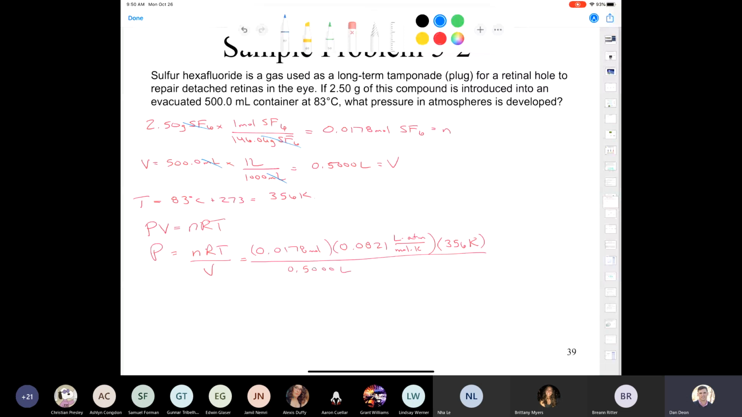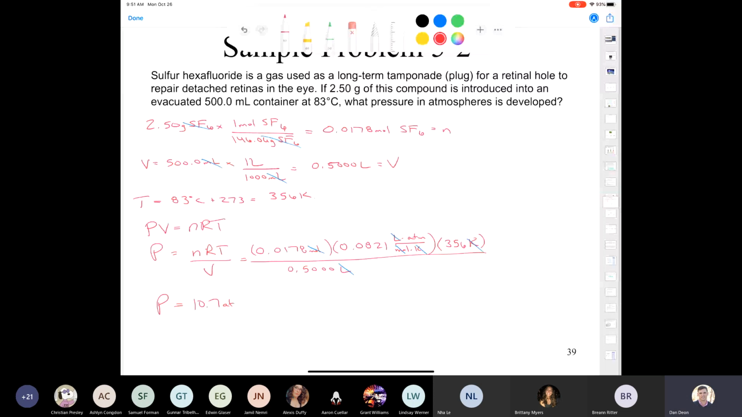Let's do that double check of those units. Liters cancel, moles cancel, and Kelvins cancel. What am I left over with? Atmospheres, which is a unit of pressure. And so when I punch all that spinach into my calculator, Mr. Dion likes his spinach, doesn't he? We get our pressure is equal to 10.7 atmospheres, just like that.